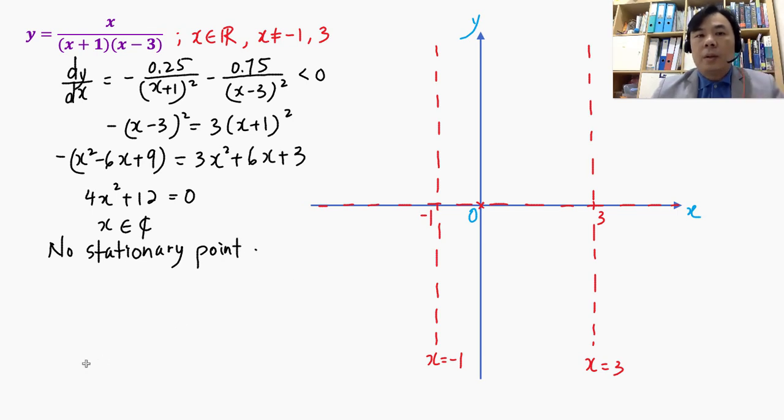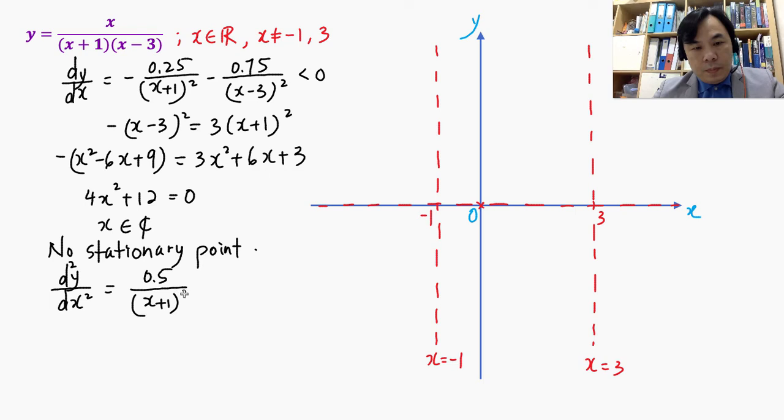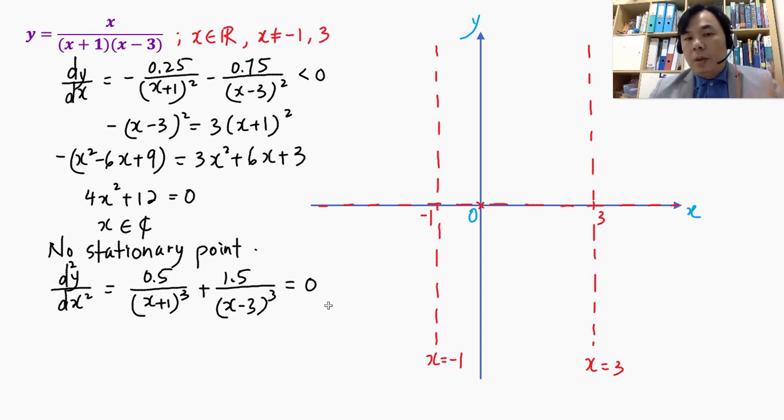All right, now I hope that's clear. Then again, you might be wondering, is there any inflection point on it? Yep. It's always good for us to check that out. So if you get the second derivative, the second derivative here will be 0.5, and then that one also the same, 1.5. Okay, you can equate them equal to 0.